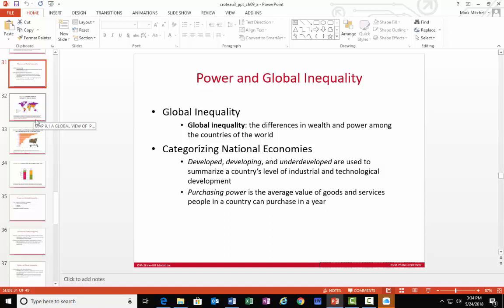All right, and we can categorize these national economies in different ways. Our book mentions one way here, and then there'll be another slide where they mention a different way to categorize these economies from top to middle to bottom.